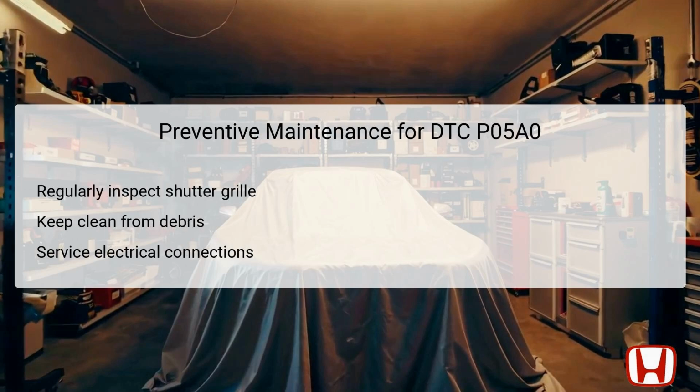To prevent future occurrences of DTC P05A0, implementing a routine preventive maintenance schedule is highly recommended. Regular inspections of the shutter grille should be performed, ensuring it is free from dirt, debris, or other materials that could obstruct its function. Keeping this area clean is crucial for maintaining optimal airflow and engine temperature regulation. Additionally, ensuring that all electrical connections related to the shutter grille remain secure and free from corrosion can significantly reduce the likelihood of electrical faults. Practicing these maintenance checks can prolong the life of the shutter grille system and enhance overall vehicle performance.